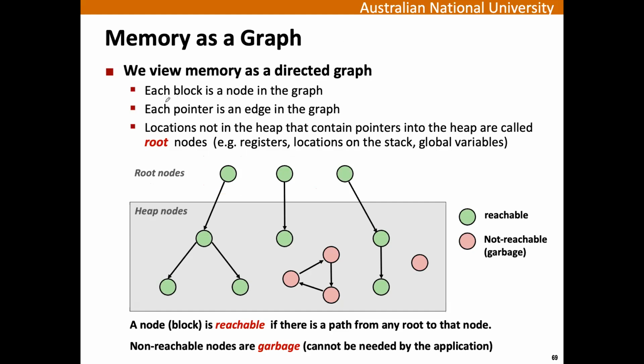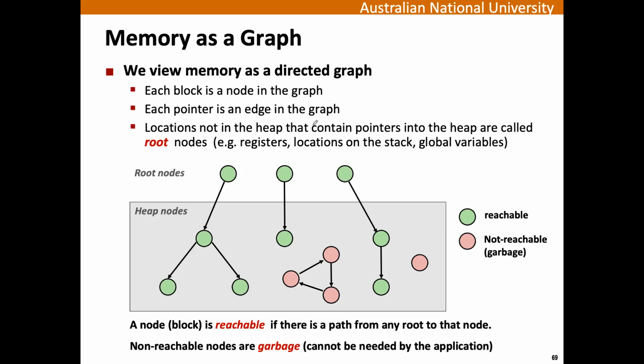Each block is a node in the graph. Each pointer is an edge. Each of these pointers is a directed edge. So now these are our blocks. These nodes represent our blocks.